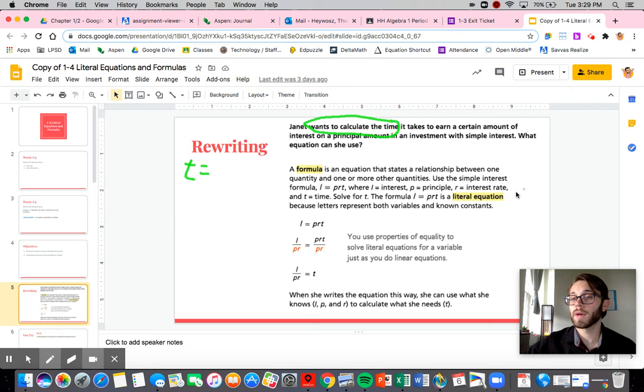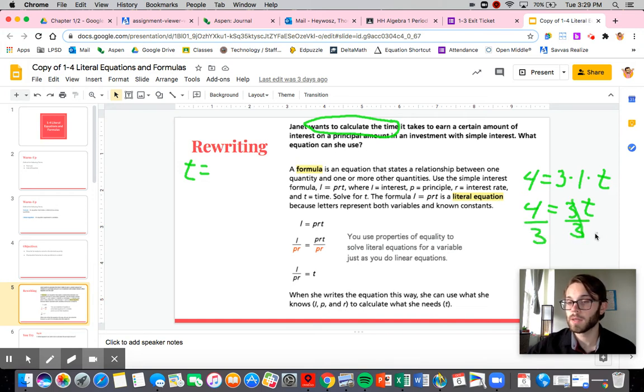Because if I gave you a question that said 4 is equal to 3 times 1 times t, you would all know what to do, right? You would simplify this. You would say 4 is equal to 3 times t, and you would divide by the 3. Divide by the 3. That's all we're doing.